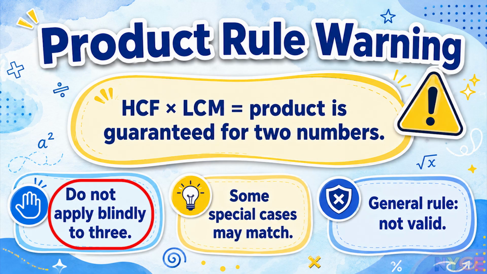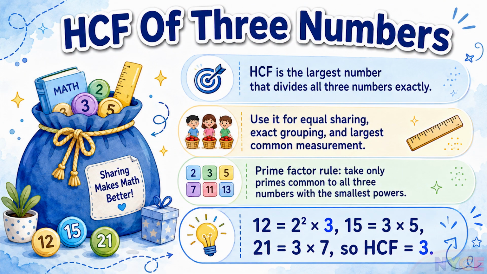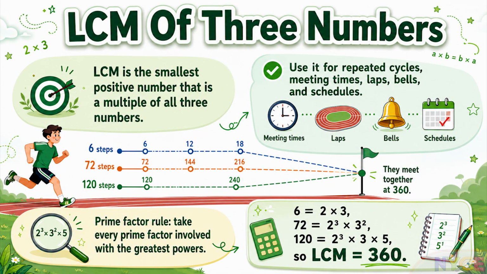Now let us bring everything together. Today you learned how to find the HCF and LCM of three integers using prime factorization. For HCF, you look for prime factors common to all three numbers and take the smallest powers. HCF is useful when you are dividing items into the largest equal groups. For LCM, you collect every prime factor that appears in any of the numbers and take the greatest powers. LCM is useful when you are finding the first common meeting point of repeated cycles.